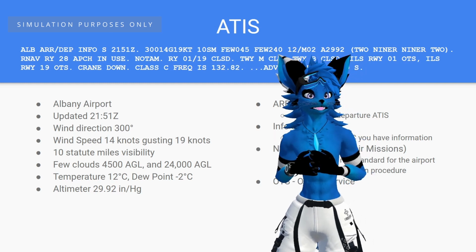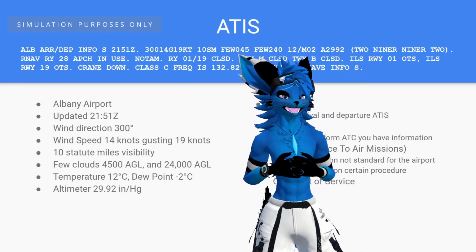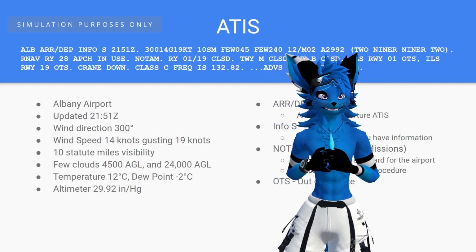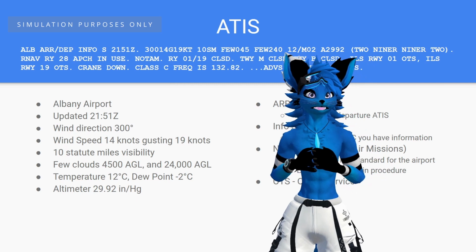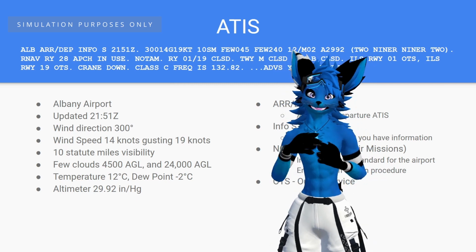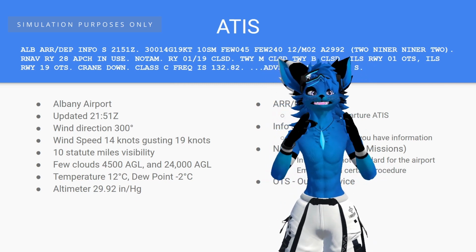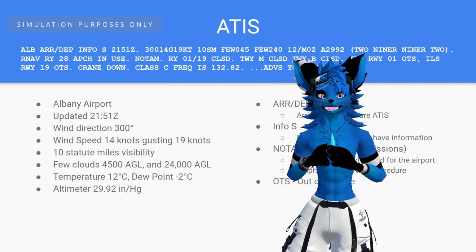Next, we have our METAR report. Winds are 300 at 14 gusting to 19 knots. Visibility is 10 statute miles. We have few clouds at 4,500 feet. Few clouds again at 24,000 feet. Temperature is 12 degrees Celsius. Dew point is -2 degrees Celsius. The altimeter setting is 29.92 inches of mercury.